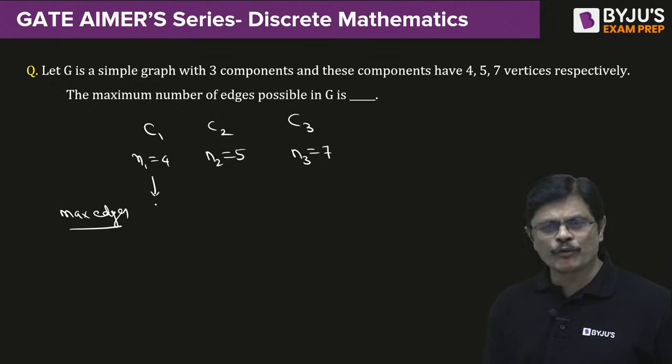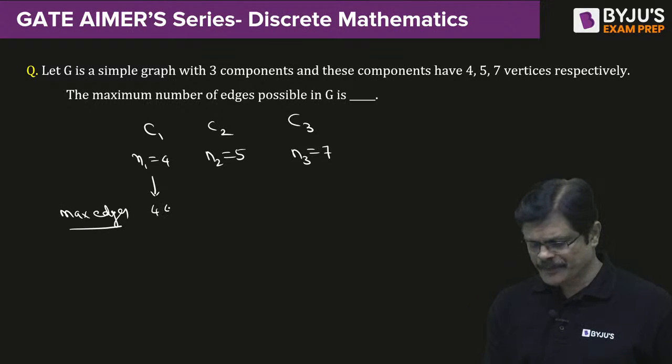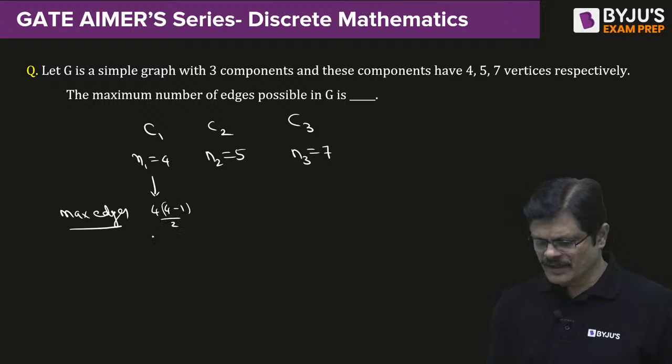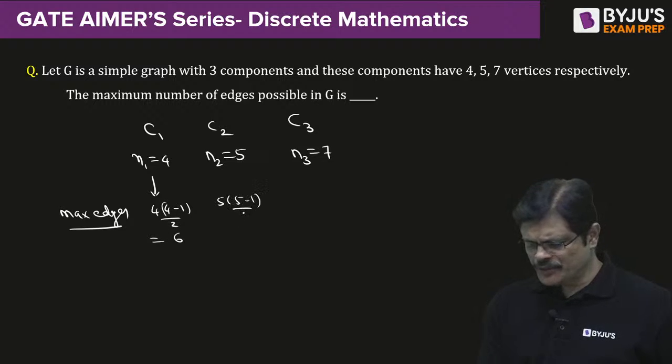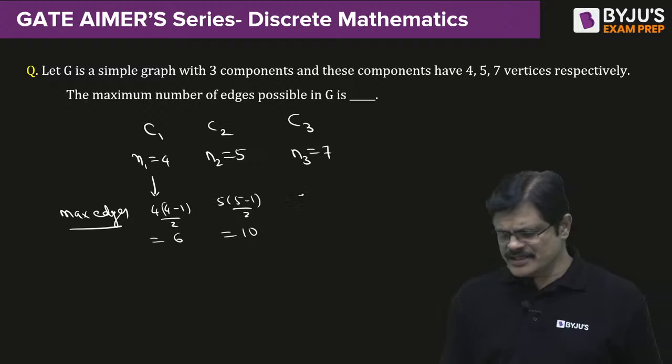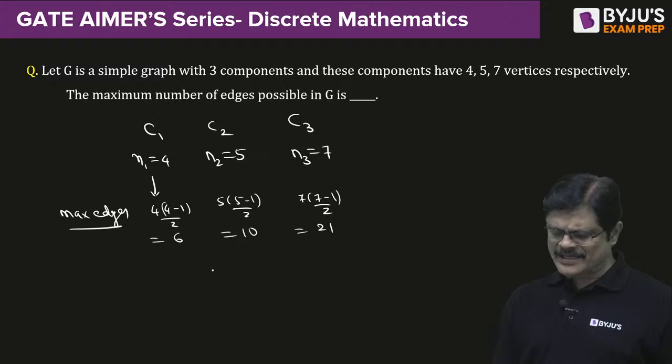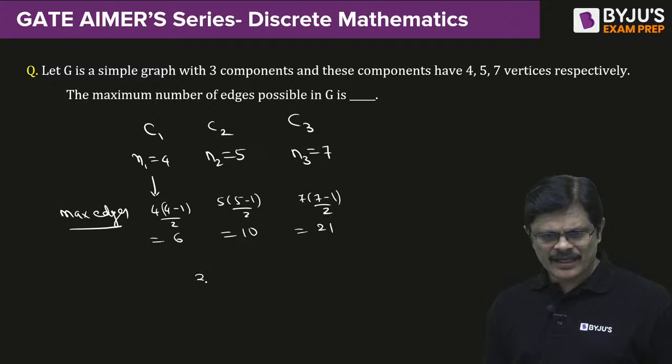So, for each component, maximum edges. You know, n into n minus 1 by 2 is the maximum edges. So find the maximum edges in each component and add them, and you will get the required answer. That is 4 into 4 minus 1 by 2, which is nothing but 6. 5 into 5 minus 1 by 2, that is 10. 7 into 7 minus 1 by 2, that is nothing but 21. So, the answer must be 37.